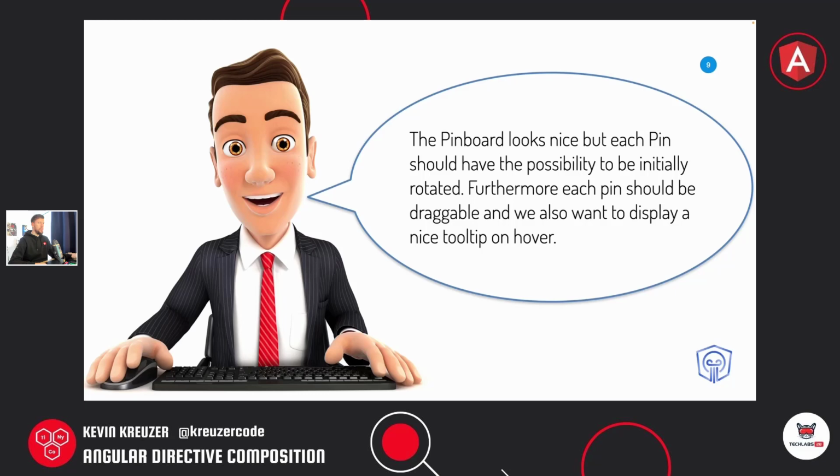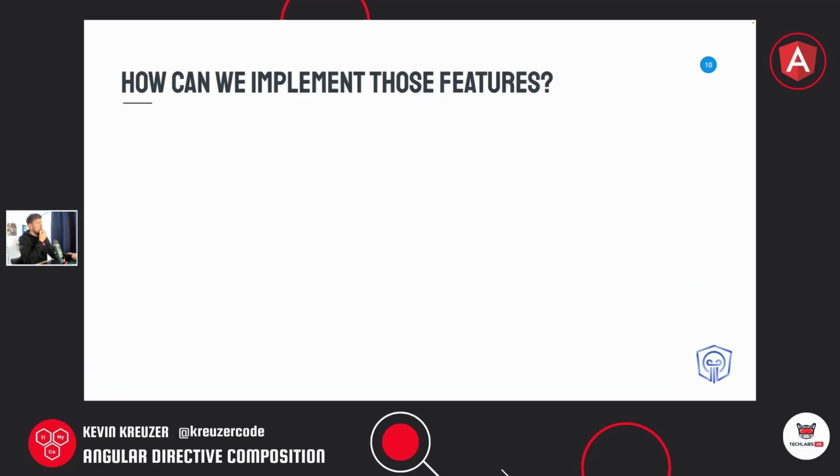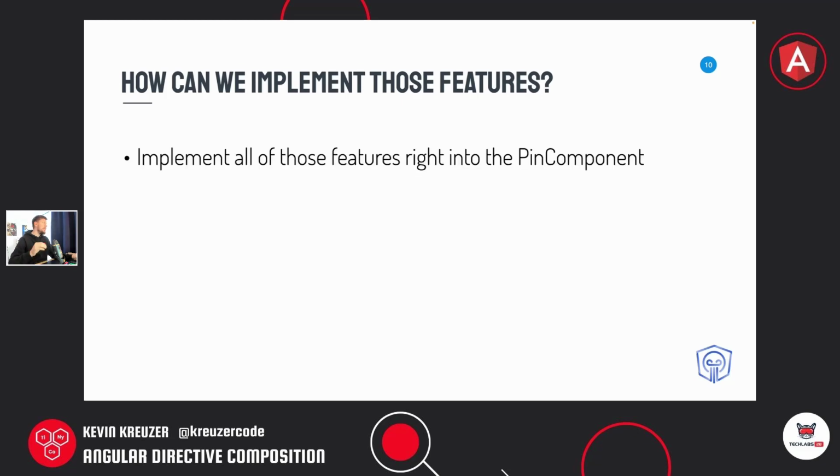So how do we implement those features? Let's think about it. The first thing that comes to mind is that we just go ahead and implement all of those features right into the pin component. So we can implement the draggable, tooltip, and rotate directive inside our pin component. That would work, but it has a couple of downsides.